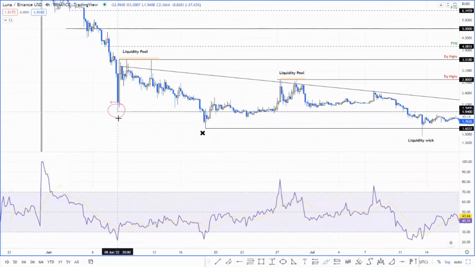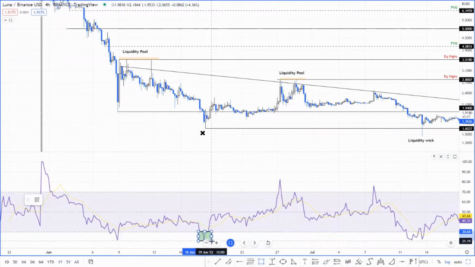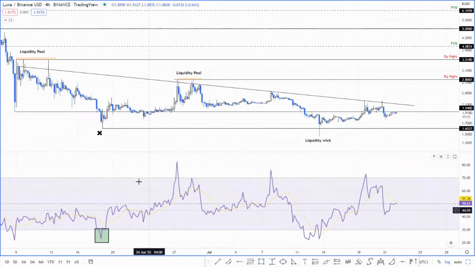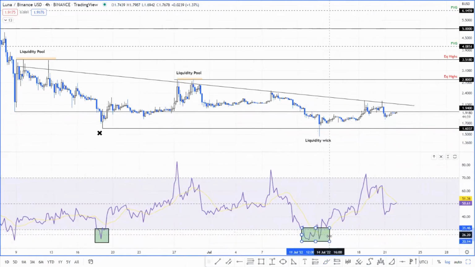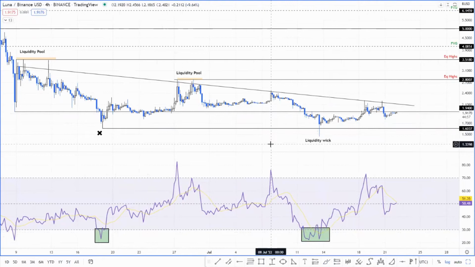And an interesting take here is that Luna's price RSI was also revealing something similar. When the sweep happened of a previous low, the RSI was in an oversold zone. So although it wasn't a perfect fractal, that was enough for me to go on, and I predicted that Luna price could go all the way up and retest the declining trend line here.